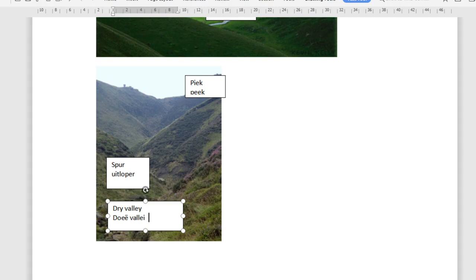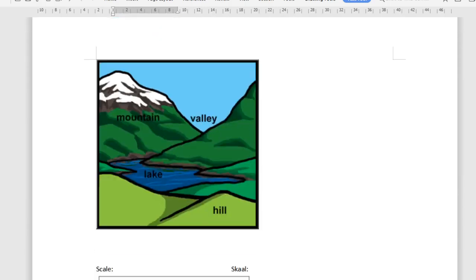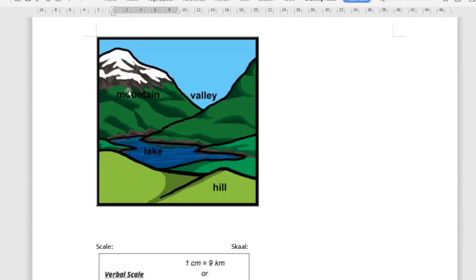Okay. En dan kom ons kyk na die een. There we've already got it filled in. Here we've got a mountain. You can also comment on the slope. You can say this is a steep slope, this is a gentle slope. Here we've got a lake, different thing. So it's basically, instead of the river coming through here, it's a lake where the river stops here. Hierdie is die vallei, this is the valley, and this is the spur in between.